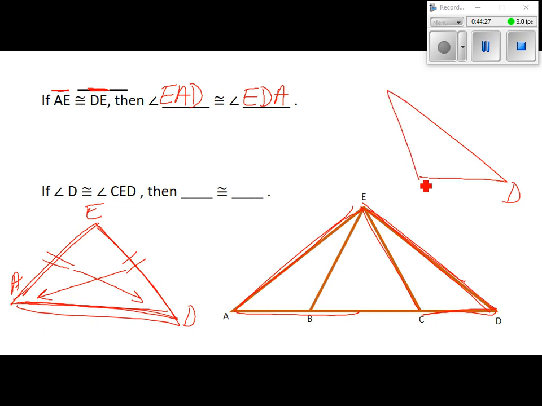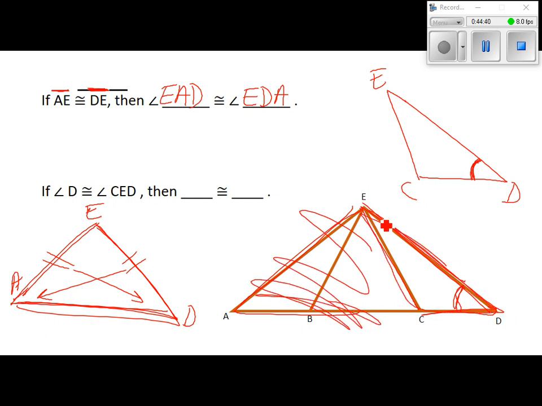My picture doesn't look like this works very well. So angle D, that's this angle. Ignore all the rest of this stuff over here. We're just looking at this triangle now. That angle is congruent to angle CED, that's this angle. And that means the sides across from those have to be congruent.